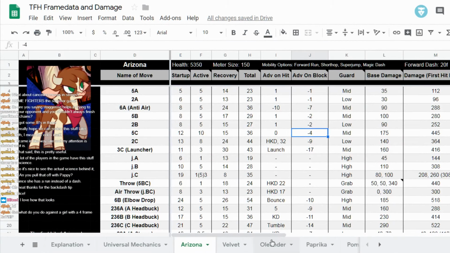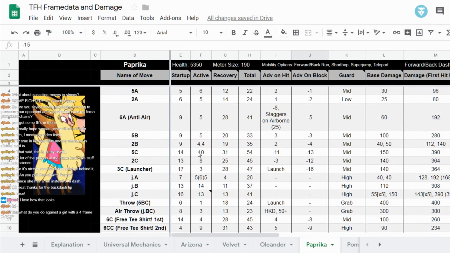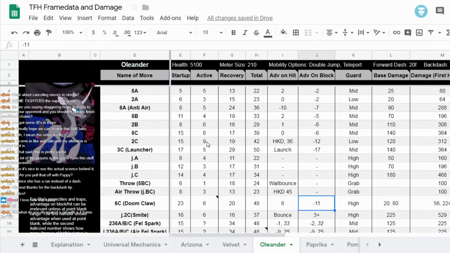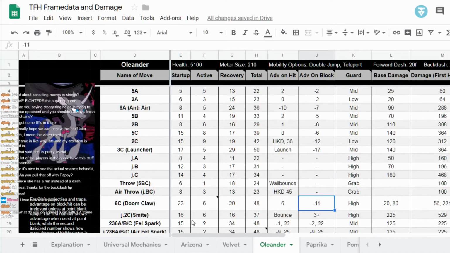Backdashes have 9 frames of invuln. But if you see a move that has more active frames than 9, for instance Arizona 5C, Paprika 5C. What else has that many active frames? I don't know. There are very few moves that have that many active frames. I know fireballs would work for that, so Oleander could cancel into a fireball and catch you.